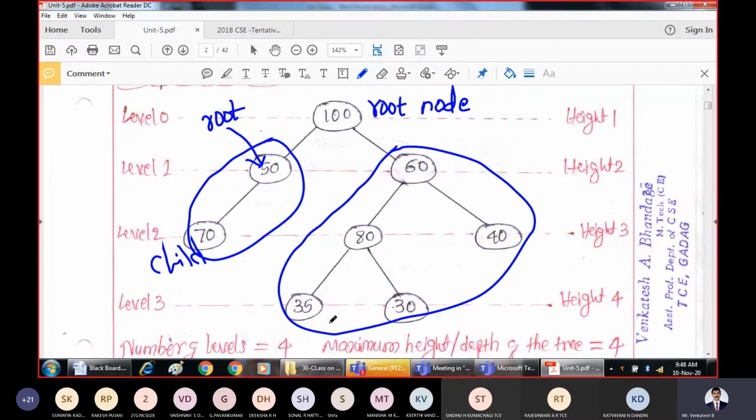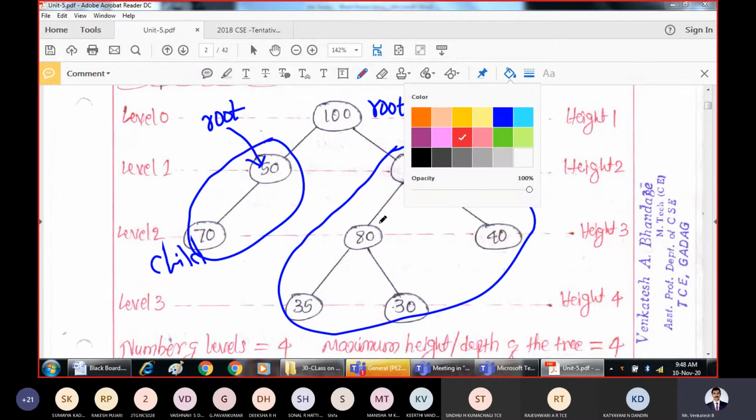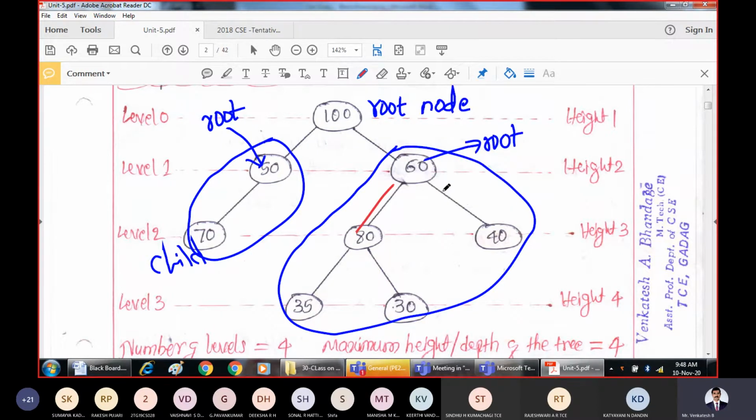For example, when you consider only this branch, then for this branch 60 is the root node. And how many children is 60 having? Two branches. One is the 80 branch, another one is the 40 branch. Now for this 60, 80 and 40 are subtrees.